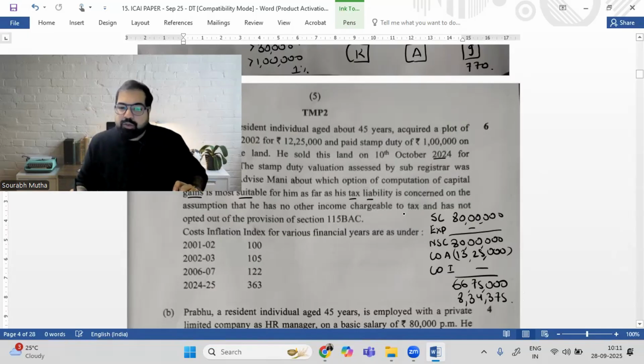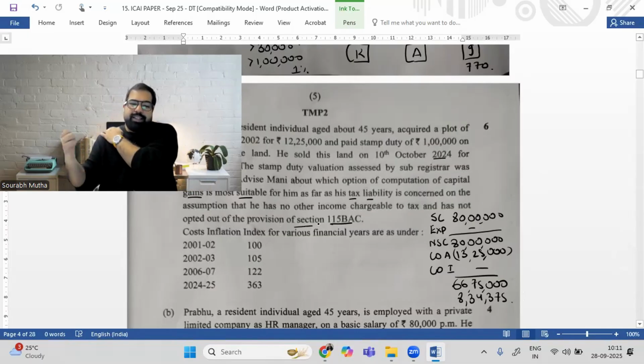Of course, he has no other income chargeable to tax, and has opted out of the provision of section 115BAC. So basically, he's in the other income.